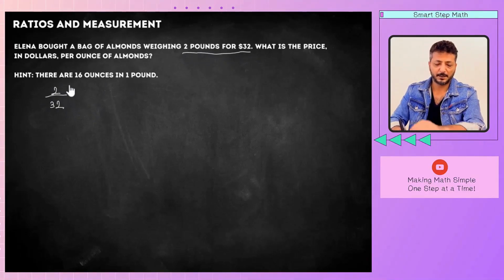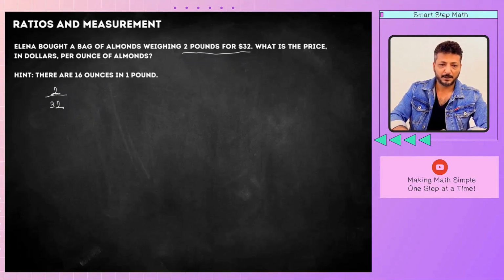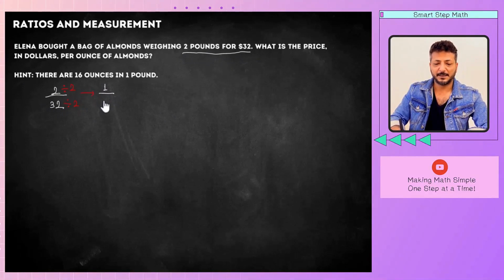From here, if we simplify, that is, if we divide both the numerator and the denominator by 2, we get a ratio like this. 2 divided by 2 is 1, and 32 divided by 2 is 16. What does this mean? The price of 1 pound of these almonds is $16. However, we are asked how much 1 ounce of these almonds costs.